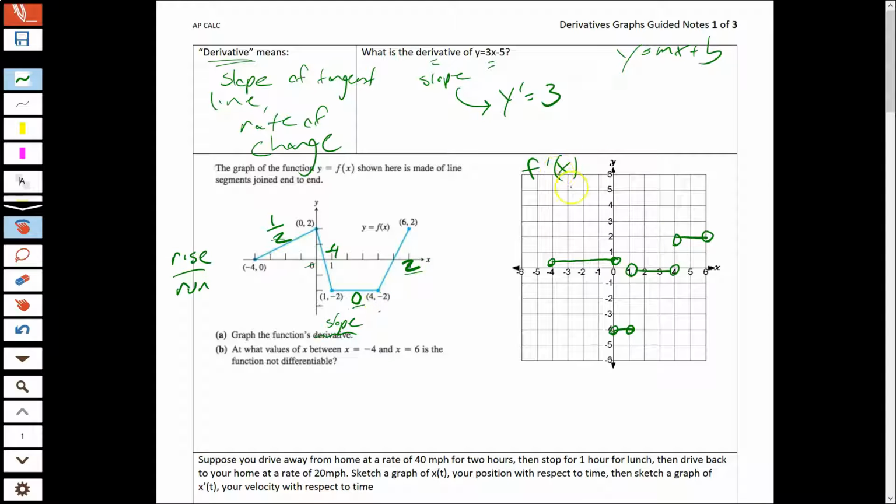Okay? So this is the graph of my derivative of this function made up of line segments. And notice they're all horizontal lines because my slope is always constant. So on a line segment, your slope never changes.